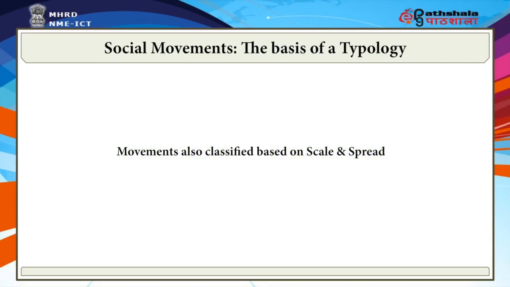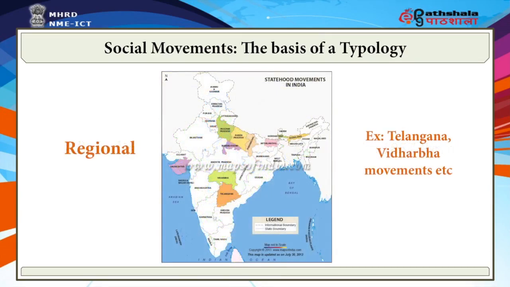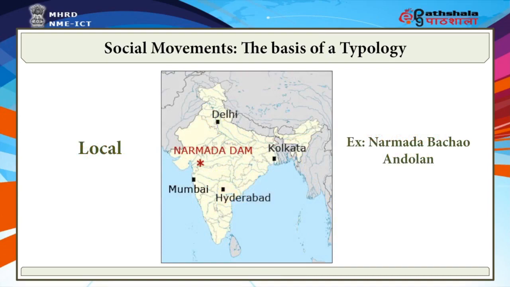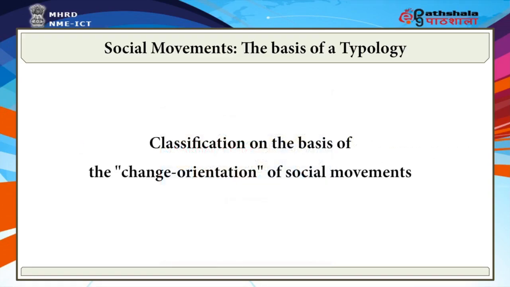Movements may also be classified on the basis of their scale and spread. Accordingly, they may be all India, regional, or local. However, according to Rao, the criteria of ideology and the nature of consequences are critical in defining the nature and scope of the movement.